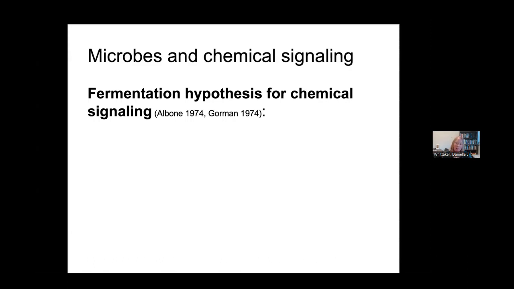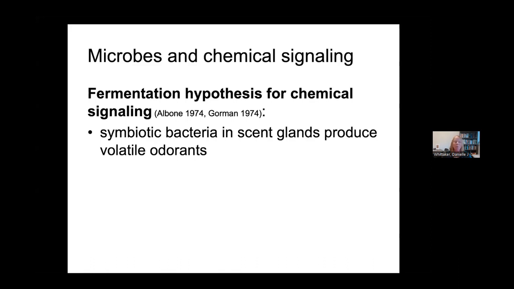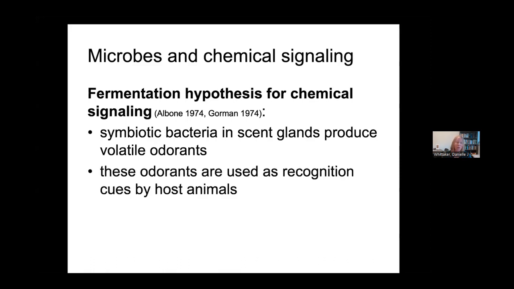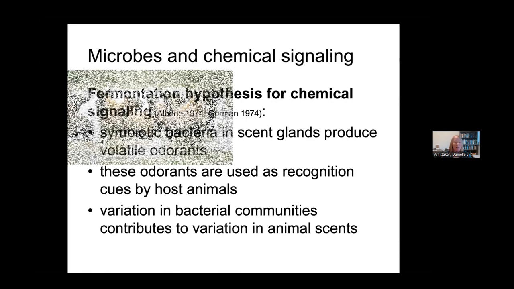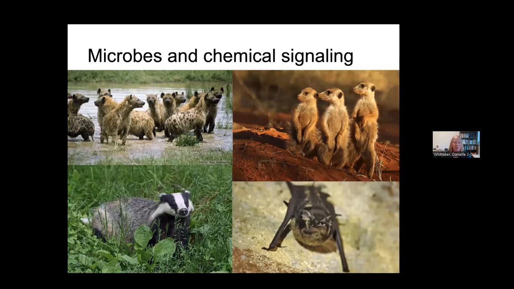So you think about mammals scent marking things and they produce these secretions that are specifically used for that. And this is the idea that those scent pouches and scent glands are home to symbiotic bacteria, and that those bacteria produce volatile or airborne odorants, and that those odorants produced by the bacteria are actually what the animals are using as recognition cues. It's how they're recognizing who left this smell on this thing. And then, of course, there's variation in bacterial communities. Different species might have different bacteria, different individuals, and that's what contributes to the variation in the scents that they're using. So this idea has been studied and supported in a number of mammalian species, including spotted hyenas, meerkats, sack-winged bats, and European badgers. But at that point in time, it had never been investigated in birds.